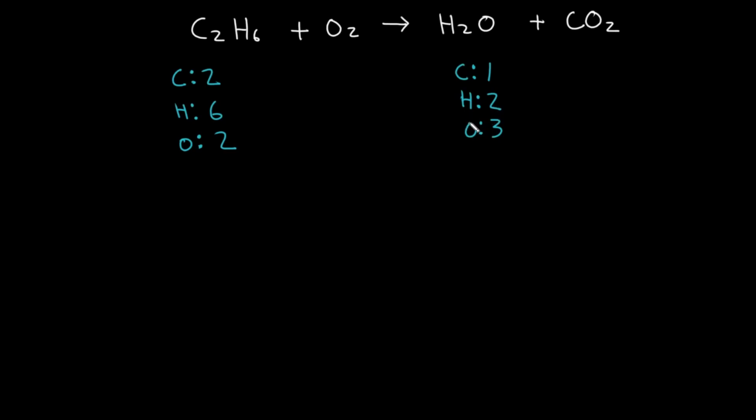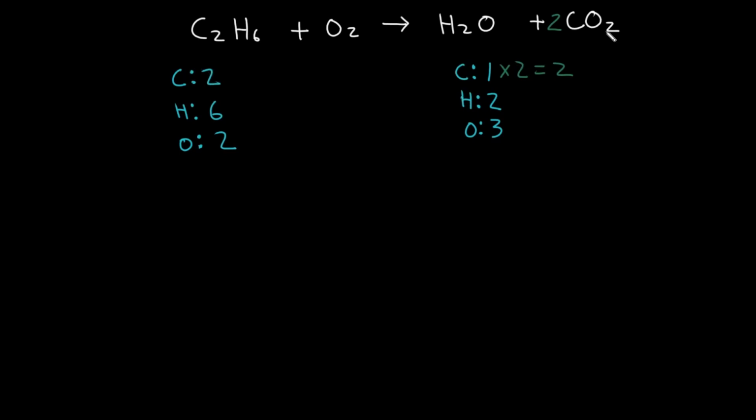So what we can start by doing is balancing the carbons. We have 1 here and 2 here. We can multiply this CO2 by a factor of 2 so that the carbons will balance. So we'll have 2 carbons on the product, 2 carbons on the reactant.